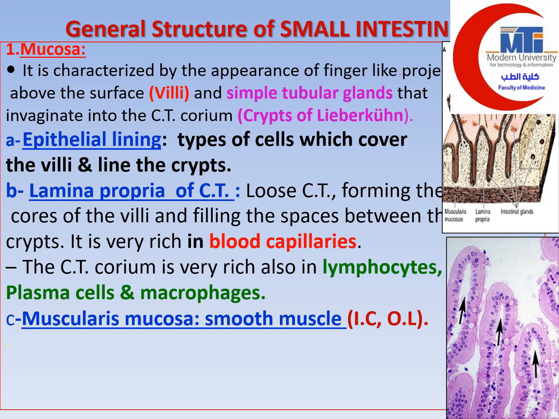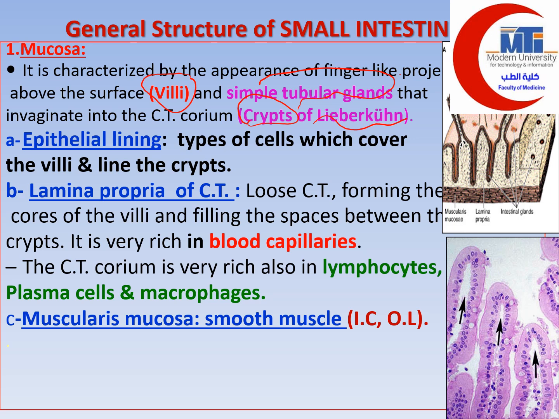Now let's talk about the general structure of the small intestine. It is a gastrointestinal tube formed of four layers. The innermost is the mucosa. As we mentioned in the previous slides, the mucosa makes a finger-like projection above the surface, called villi, and there is a downgrowth under the surface, an invagination, called the crypt. The scientist who found it named it the crypt of Lieberkühn. So the mucosa is formed of villi and crypt. We can consider the crypt as if it were a simple tubular gland.